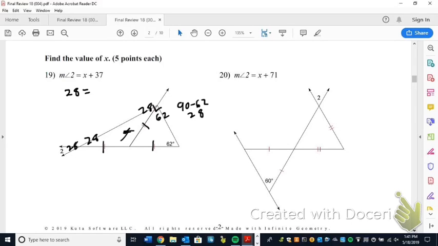And then we're going to go 28 equals x plus 37, because remember what we're trying to do here is find the value of x, not the value of angle 2. We go 28 equals x plus 37. Subtract 37 from both sides. And we get x equals negative 9.